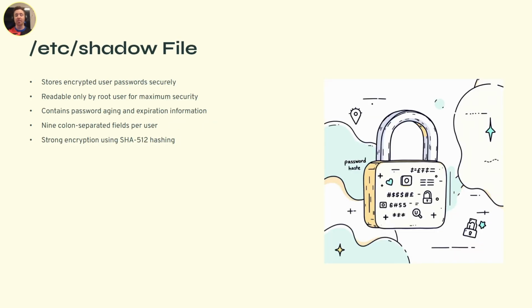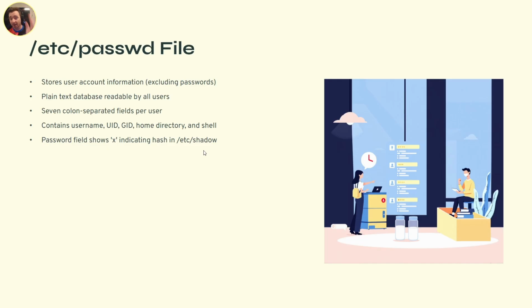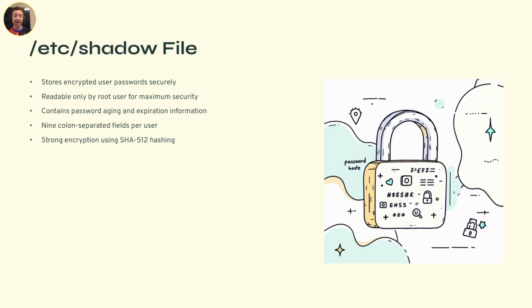The next one you need to know about, which is related, is the etc/shadow file. Now this one does store encrypted user passwords securely. So this is where the user passwords are stored, in the shadow file. It is only readable by the root user for maximum security. It does contain password aging and expiring information. So it tells you when they're going to expire, right? And again, strong encryption. So just know the user information is stored in the password file, a bit counterintuitive, and the actual encrypted passwords are stored in the shadow file.